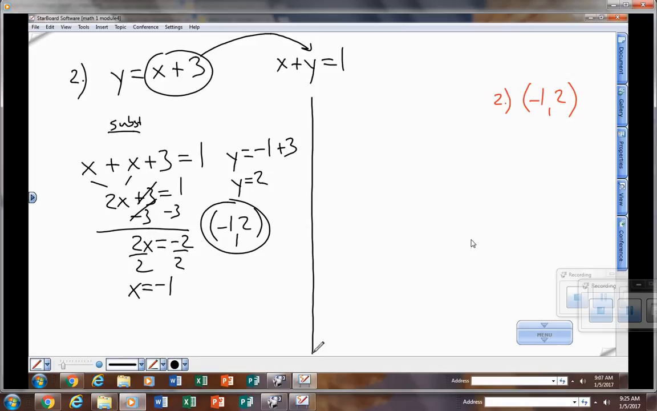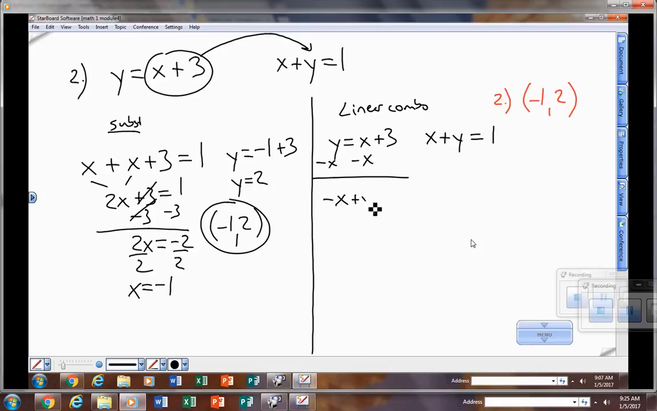Linear combo method. Again, I will need to get these in a way that I could stack them on top of each other. So I will take, again, that first equation and get the x and the y all on one side. So it looks like for that equation, if I subtract x on both sides, it gives me negative x plus y equals 3. It's ready to go. Take that second equation, stack it right underneath.